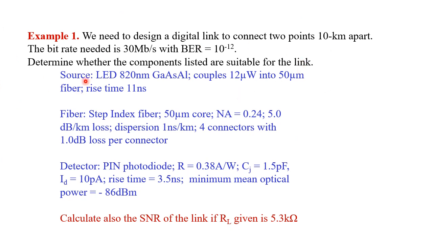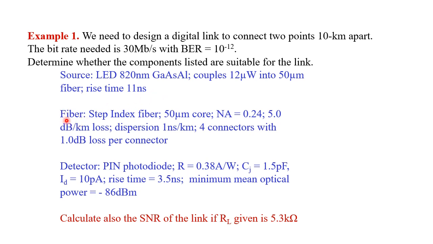Let us answer this example. We need to design a digital link to connect two points 10 km apart. The bit rate needed is 30 megabits per second with a bit error rate of 10 power minus 12. Determine whether the listed components are suitable for the link or not. This is the question, and these are the parameters given. Source: we use an LED with a wavelength of 820 nanometers, made of gallium aluminum arsenide, which couples 12 microwatts into a 50 micrometer fiber, with a rise time of 11 nanoseconds.